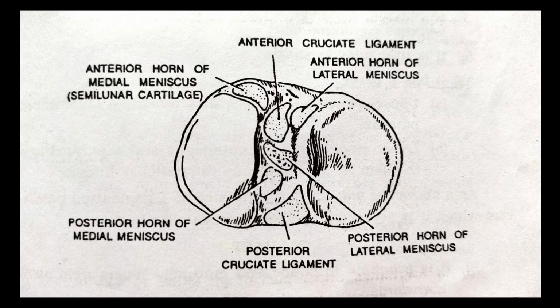The intercondylar area gives attachment to the ligaments and menisci of the knee joint. These are the anterior horn of the medial meniscus, also called the semilunar cartilage, then the lower end of the anterior cruciate ligament, the anterior horn of the lateral meniscus, the posterior horn of the lateral meniscus, the posterior horn of the medial meniscus, and the lower end of the posterior cruciate ligament. You can note the positions of attachments of these ligaments and menisci from this picture.